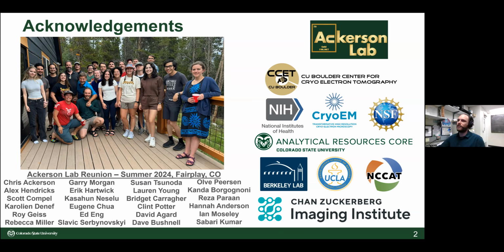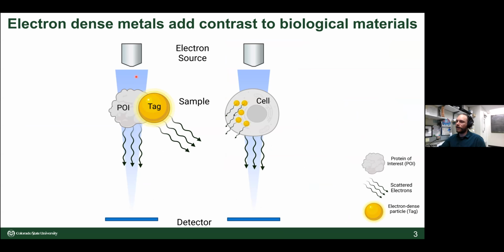To set the stage, we're talking about clonable contrast tools. If we think about contrast in the electron microscope, some biological species of interest, a protein or a cell, is going to interact comparatively weakly with the electron beam, whereas something that is more electron dense, like a nanoparticle, is going to interact much more strongly with the electron beam, scattering the electrons, giving rise to contrast.